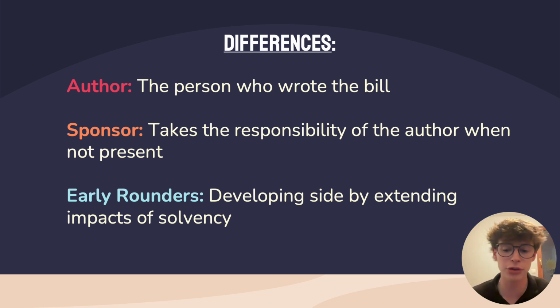And then early rounders are going to be that second, third, fourth AF or second, third, fourth neg that are developing their side by extending the impacts of solvency. And we'll break down what that means in a second here. But really, it's saying by solving the issue, like today's legislation solves this issue and creates this impact on this population. But that might be a little confusing to sort of explain abstractly, so I'll give you an example.